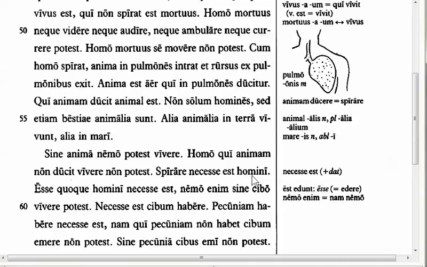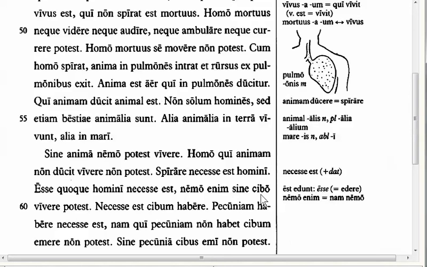Okay, now in line 59 we have another feature, which is a couple of irregular infinitives. We have "essa quoque homini necesse est." It's also necessary for a person esse, to eat. You see it comes from edo, to eat. Esse is the old infinitive, and we'll notice in another sentence that we have esse, which means to be. And so you should distinguish between those two forms and memorize them.